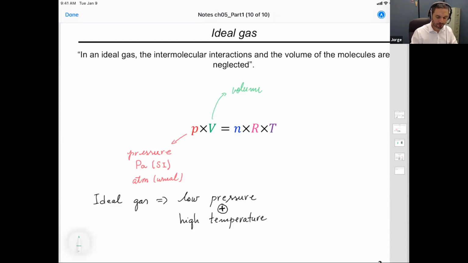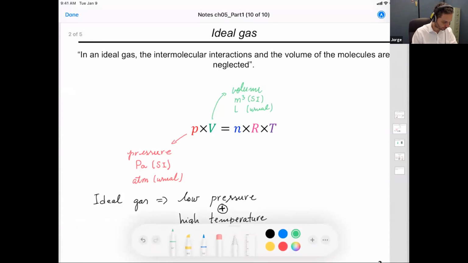The unit for volume in the International System is cubic meters. And the usual unit for volume is liters. Okay, so that's a usual unit.